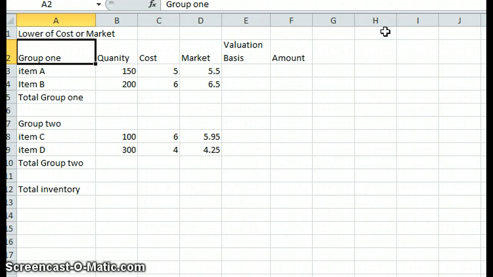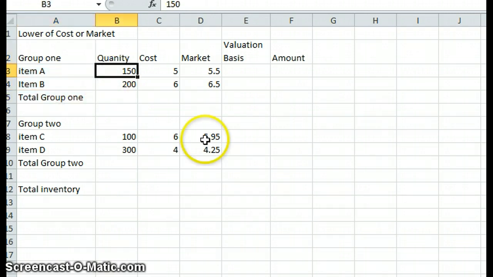So, we can group items individually, by group, or by total inventory to apply the lower of cost or market rule. I have set up here some items and some groups, and we're going to look at the three different ways to apply the lower of cost or market rule. So here I have group 1, and in group 1 I have items A and B.